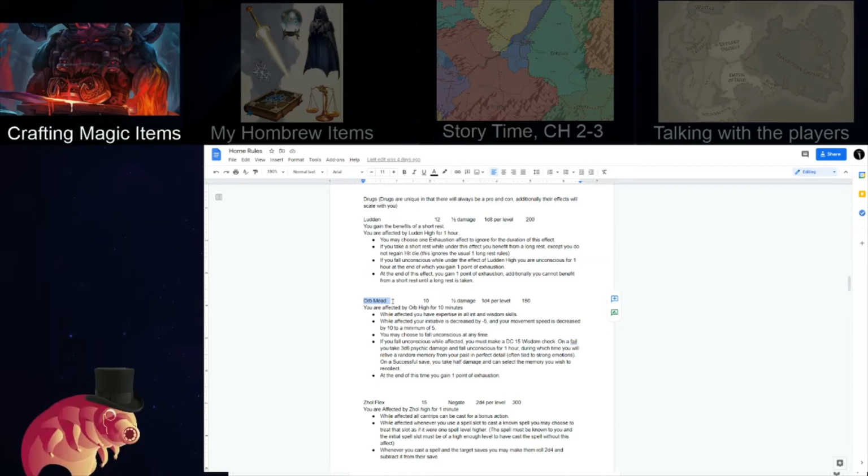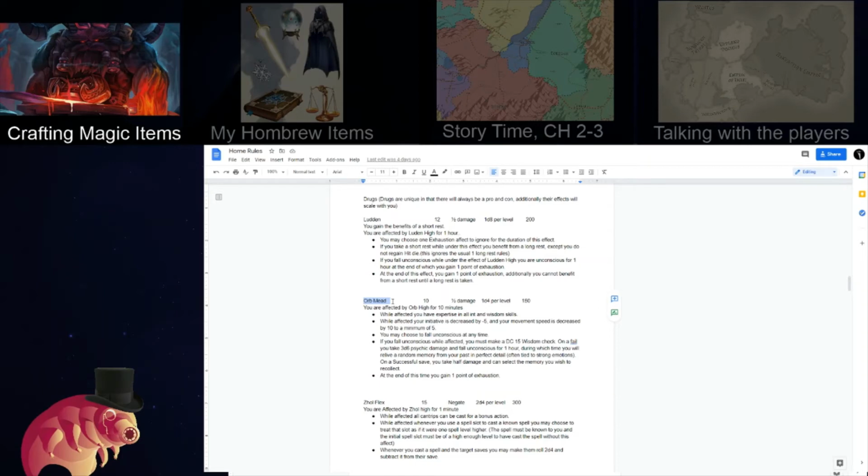a random memory from your past in perfect detail. This memory will often be tied to strong emotions. On a successful save, you take half damage and can select the memory you wish to recollect. At the end of this time, you gain 1 point of exhaustion.